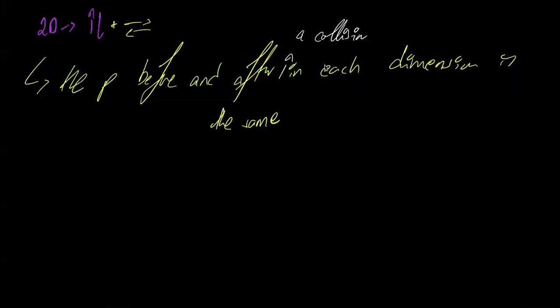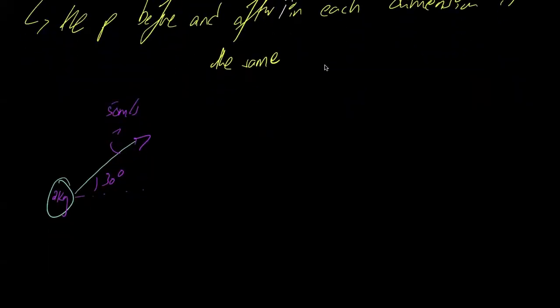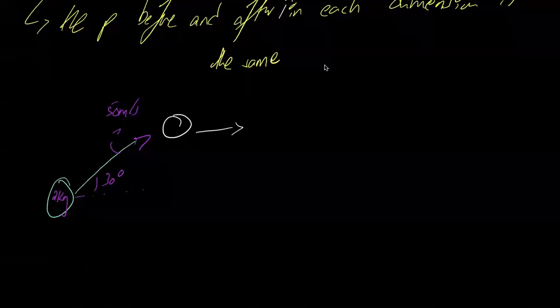Now let's suppose I have an object, a 2 kg ball moving at an angle of 30 degrees. Speed is, let's suppose, 50 meters per second. It collides with a ball which is traveling towards the right with a speed of, let's suppose, 25 meters per second. And the mass of the object is 4 kilograms. This is the before scenario.